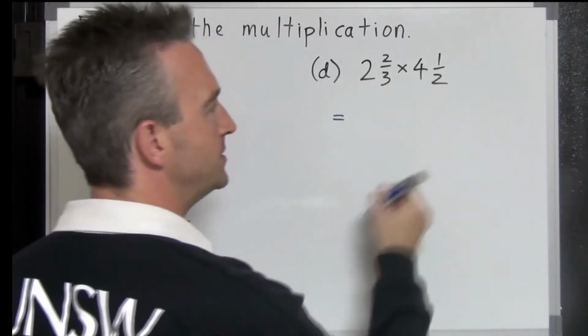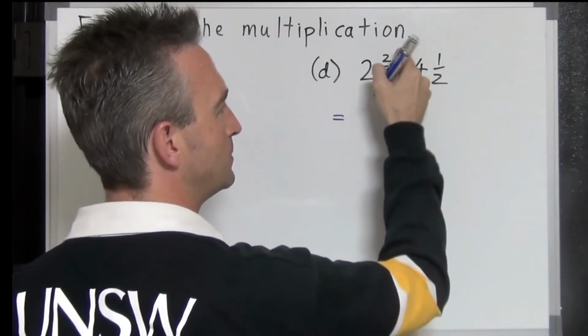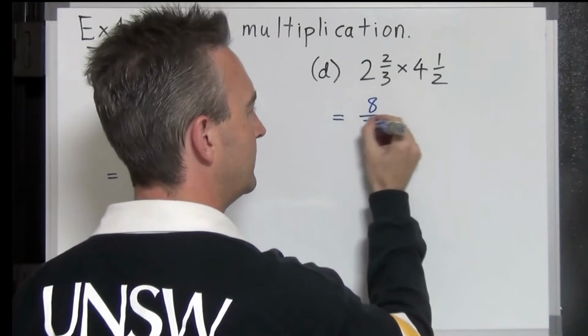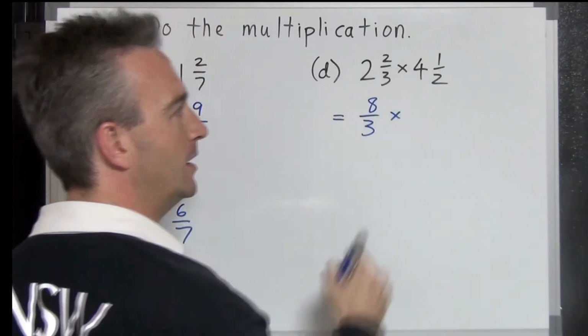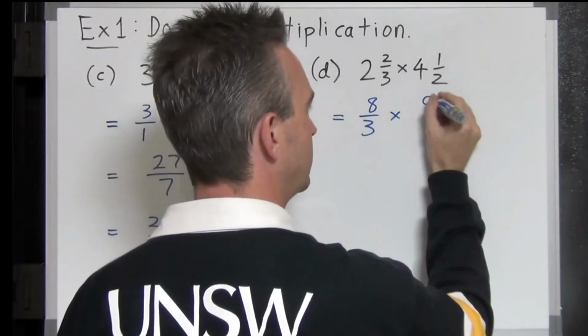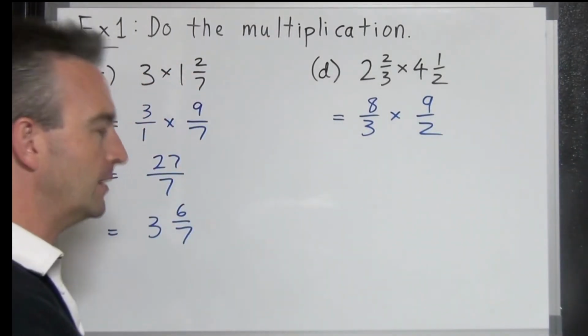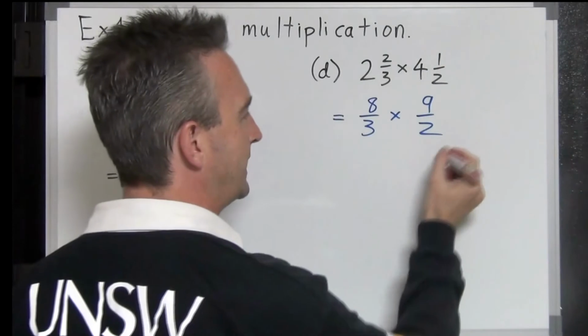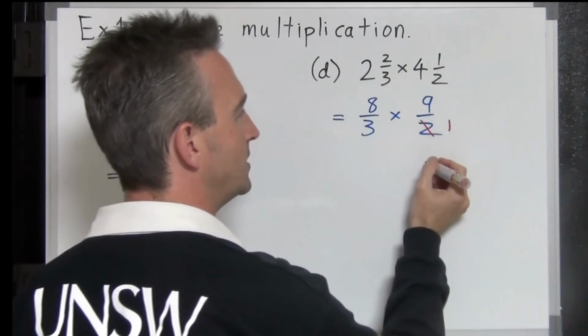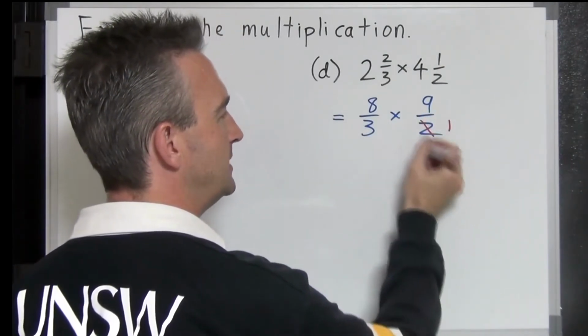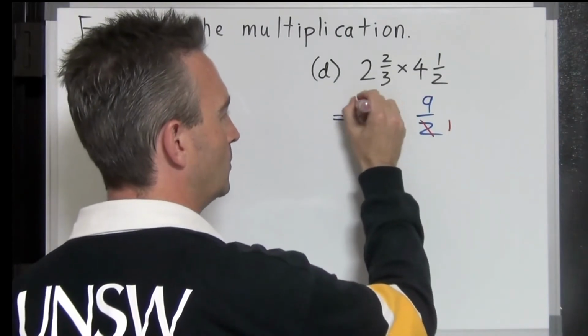2 2/3. 2 3s are 6, plus 2 is 8 over 3. And then let's convert 4 1/2. 4 2s are 8, plus 1 is 9 over 2. Can anything cancel here? Oh, quite a bit, I think. 2 and 8. 2 goes into 2 once. 2 goes into 8, how many times? 4, of course. I knew that.